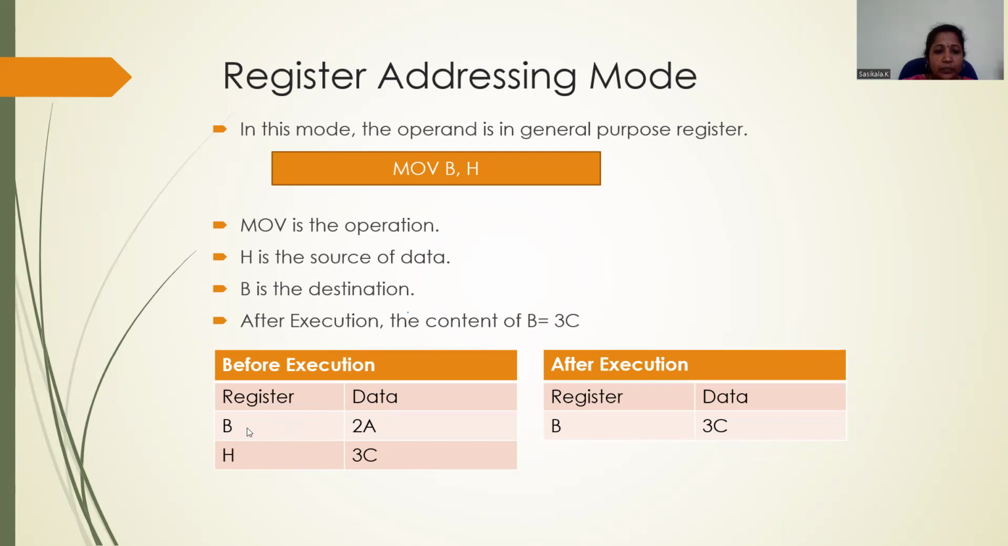Normally before execution, supposing in register B I have the data 2A and in the H register I have the data 3C. Now what will happen is this 3C is moved to the B register. So after execution, B has the data 3C.